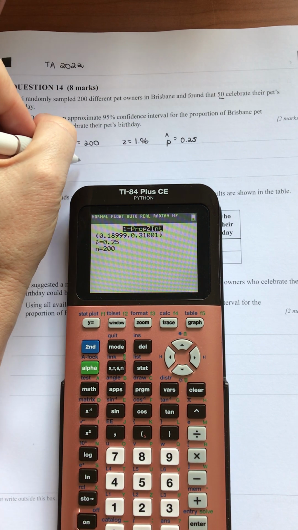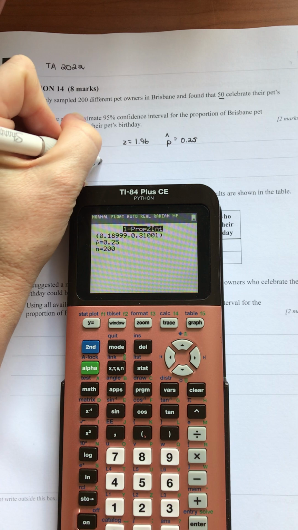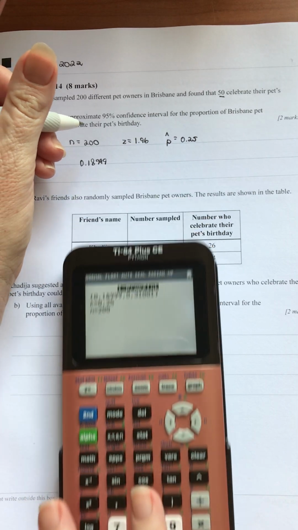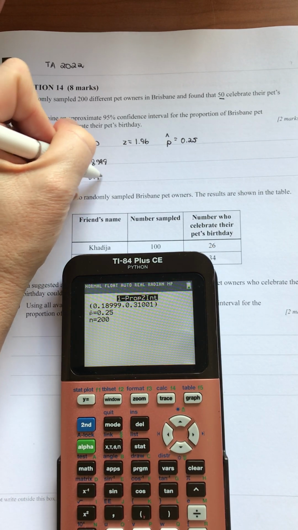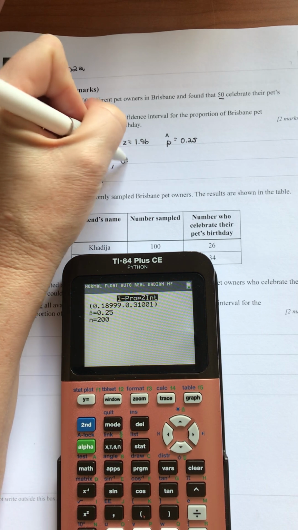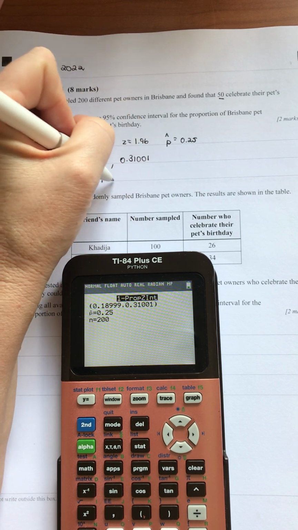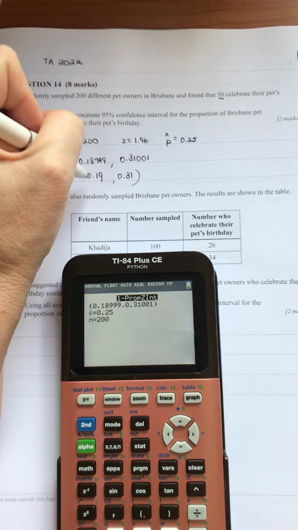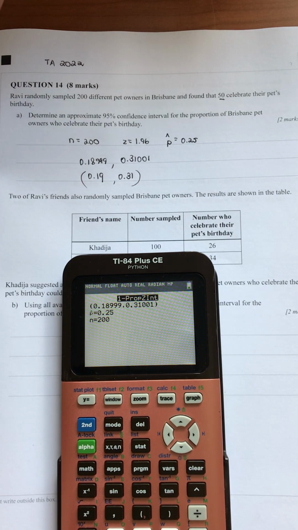But our confidence interval then is between 0.18999. You'll notice if you look at the marking scheme, they do round that to 0.19 and 0.31001, which they have rounded to 0.31 in the QCAA solutions.